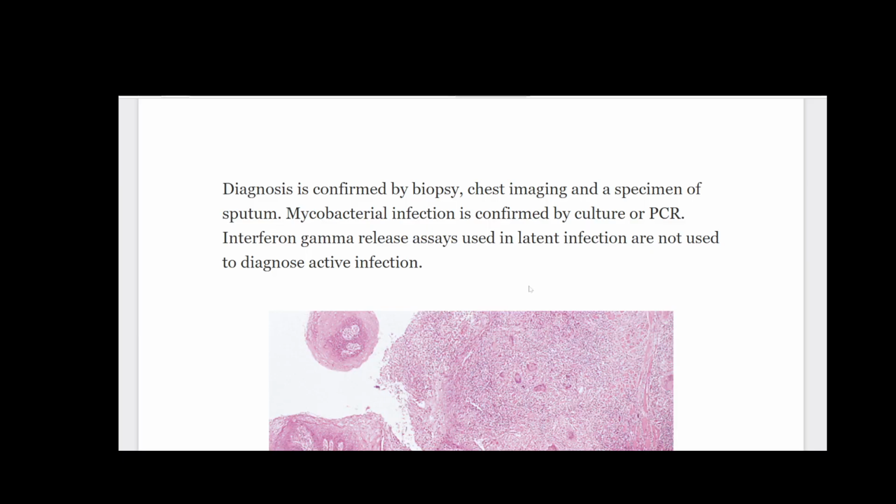Management. Diagnosis is confirmed by biopsy, chest imaging and a specimen of sputum. Mycobacterial infection is confirmed by culture or PCR. Interferon gamma release assays used in latent infection are not used to diagnose active infection. Fig. 15.18. Tuberculous ulcer. At the margin, numerous pale staining granulomas are present in the ulcer bed, which fills the right half of the image. The darkly stained multinucleate Langhans giant cells are visible even at this low power. Oral lesions clear up rapidly if vigorous multidrug chemotherapy is given for the pulmonary infection. No local treatment is needed.